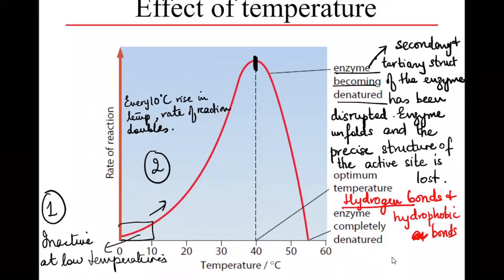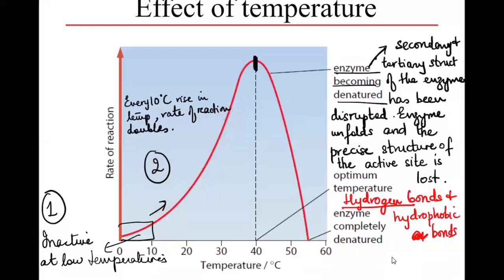The examiner may ask me to explain this part of the graph, from here to here, which I have labelled as number 2. So I would say that as the temperature is increasing by every 10 degrees Celsius, the rate of the enzyme catalyzed reaction is increasing because increased heat energy is giving increased kinetic energy. Increased kinetic energy is increasing the frequency of the collisions between the enzyme and the substrate, and hence more enzyme substrate complexes are formed and hence the rate of the reaction is increasing. Okay?